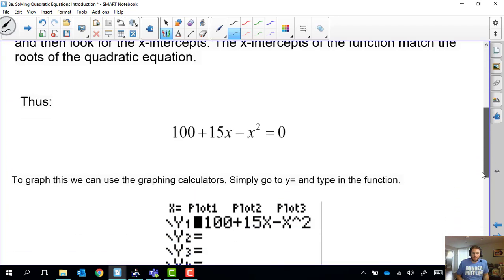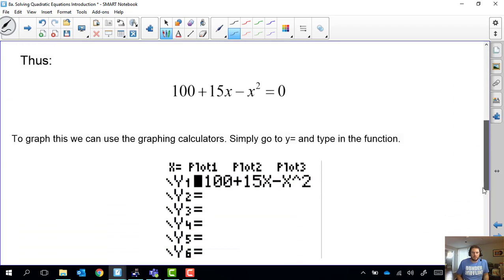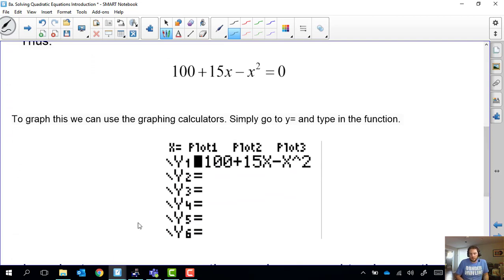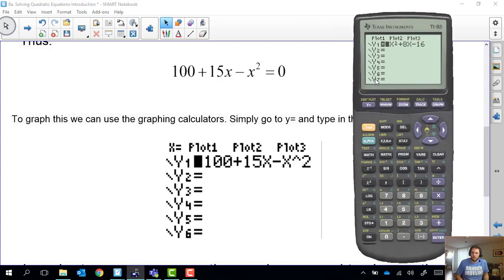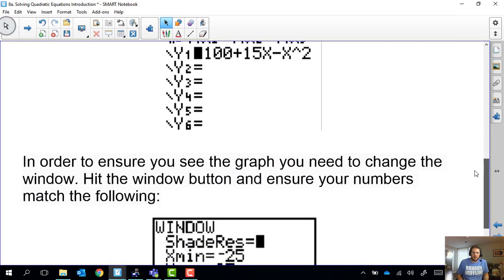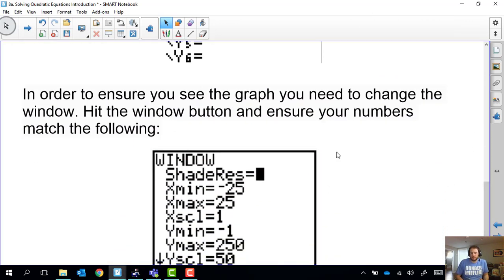And what we can do is graph it. So let's take a look at our graphing calculator. And again, if you don't have a graphing calculator, there are online resources available, so I suggest checking those out. So we're going to use our graphing calculator to do this. We're going to clear that and put in our function: 100 plus 15x minus x squared. Okay.